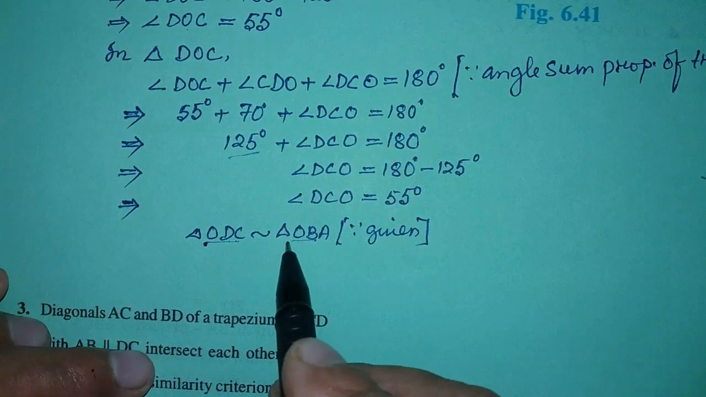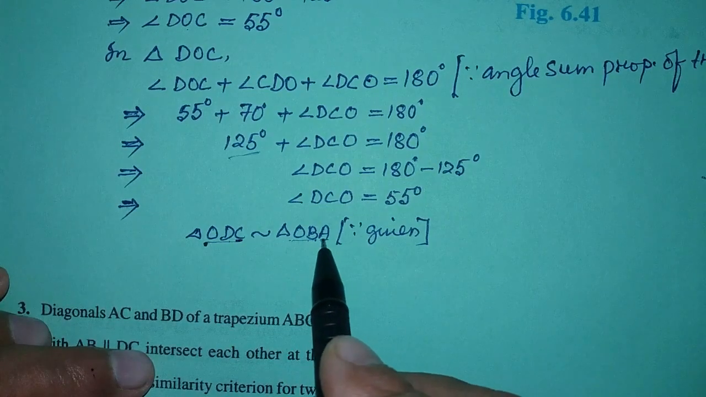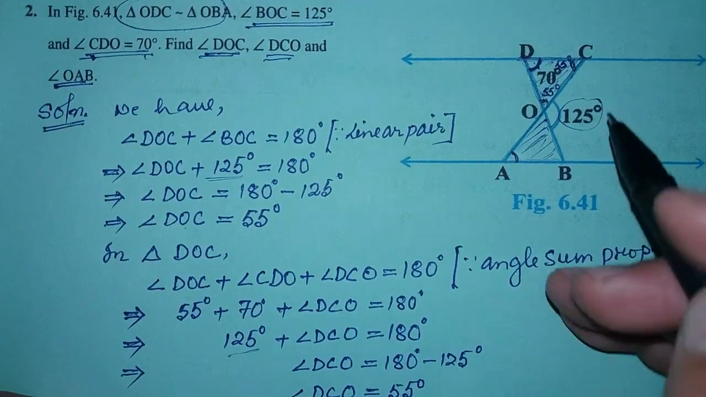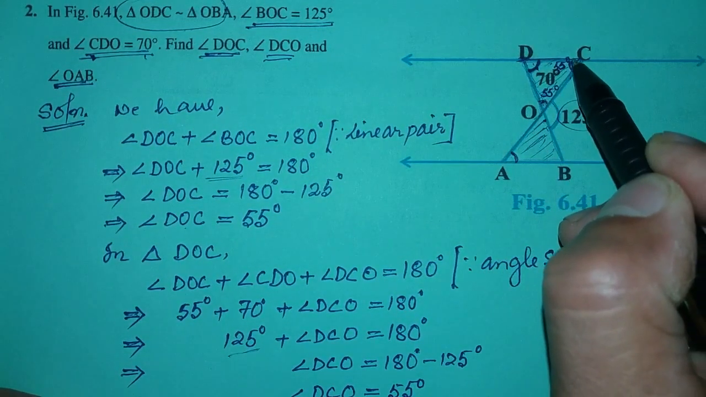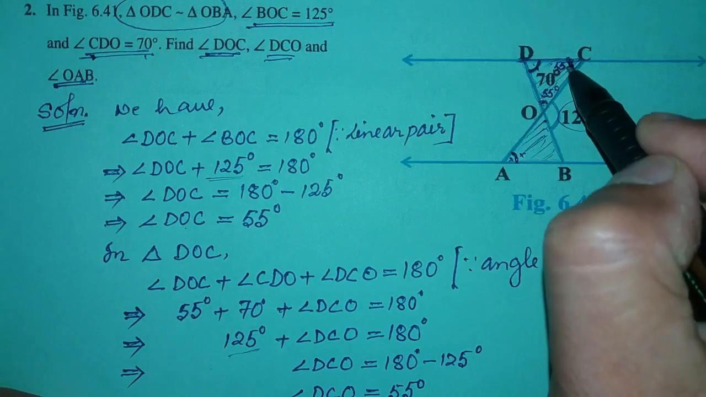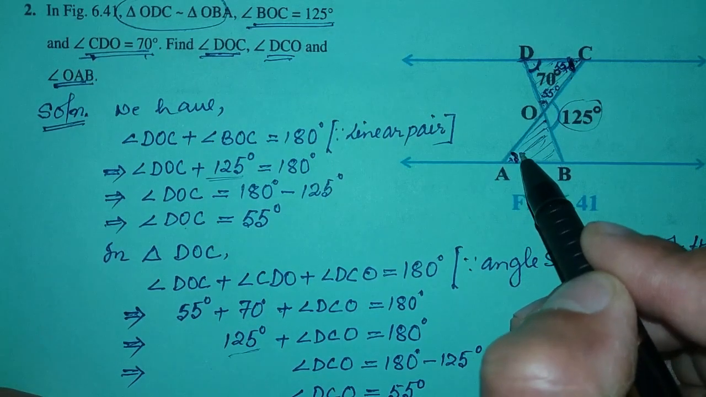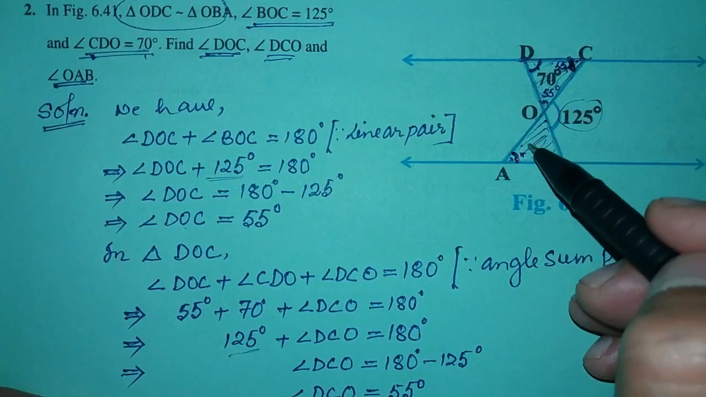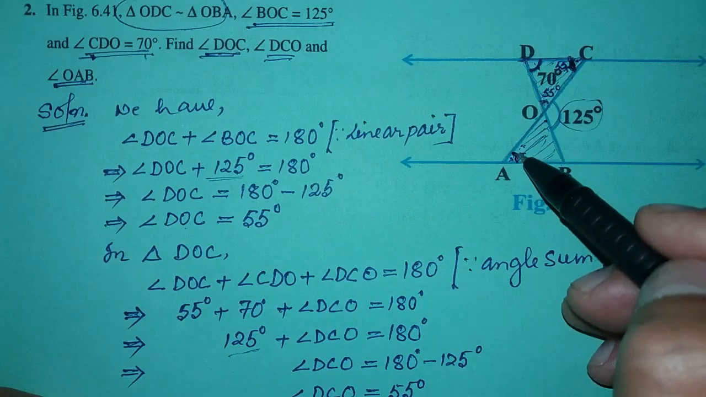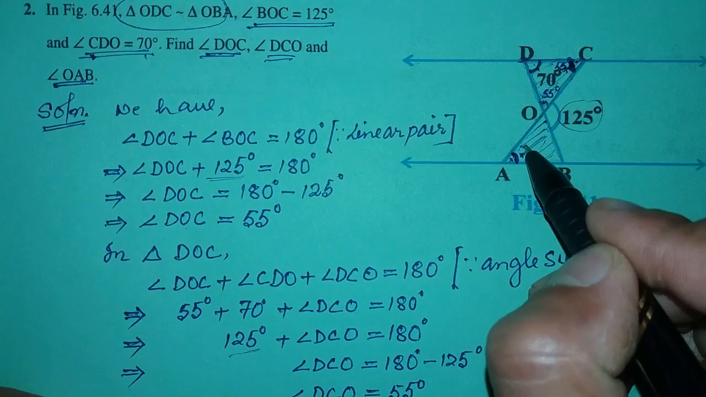Triangle ODC is similar to triangle OBA, so the corresponding angles of this C will be A. Now look at this figure. Angle C is here, angle A is here. So these are two corresponding angles. The angle which corresponds to this angle in the other triangle is this angle. These two angles are the corresponding angles, so they are equal. So this is 55 degrees, so this will also be 55 degrees.